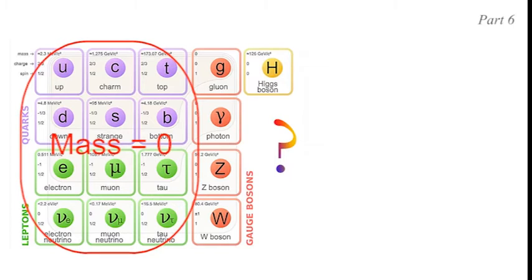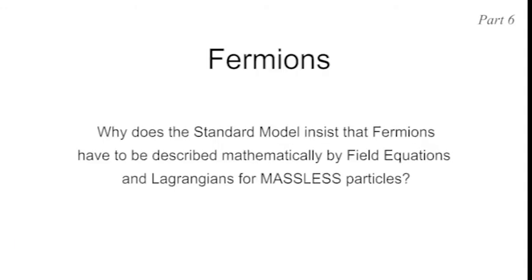So here goes. Question: why does the Standard Model insist that fermions have to be described mathematically by field equations and Lagrangians for massless particles? Why are fermions massless according to the theory? Well, the answer is all to do with the spin of the fermions. So let me put some background to that and some general preparation in order to illustrate the need for zero mass fermions in the theory.